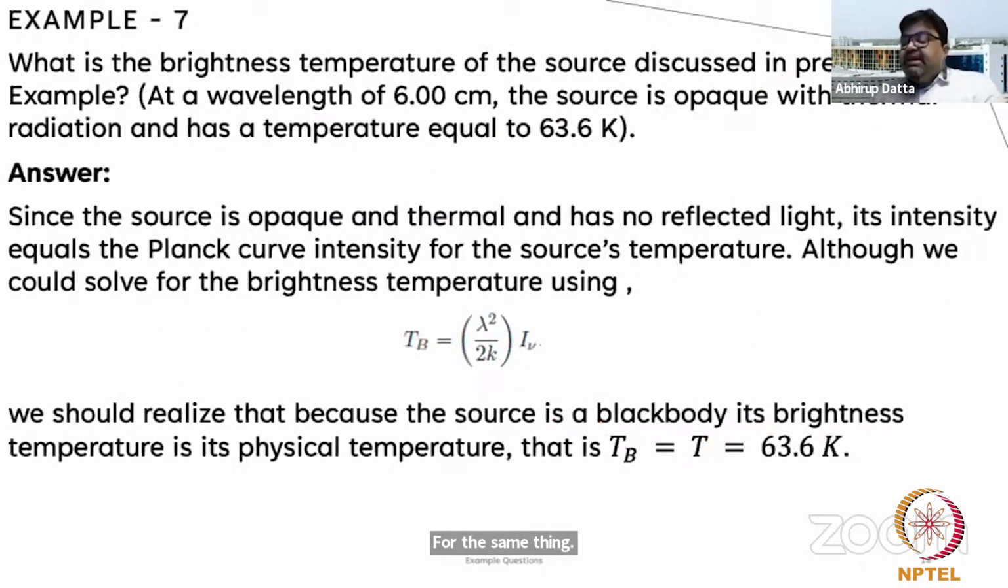What is the brightness temperature of the source discussed in the previous example? The source of wavelength lambda equal to 6 centimeters. The source is opaque with thermal radiation and has a temperature equal to 63.6.